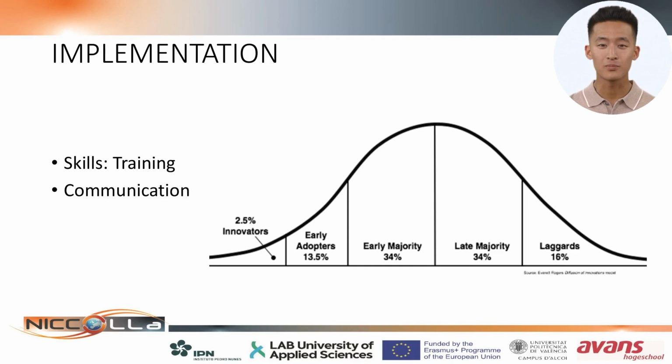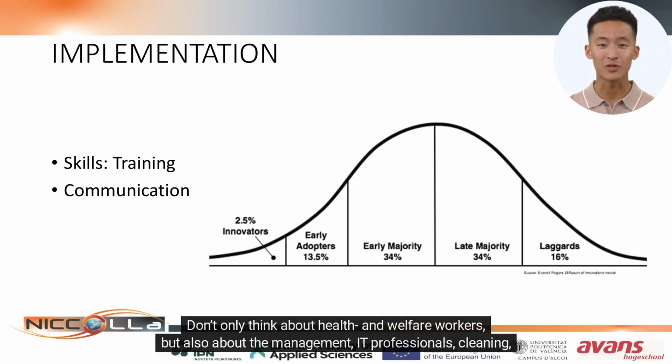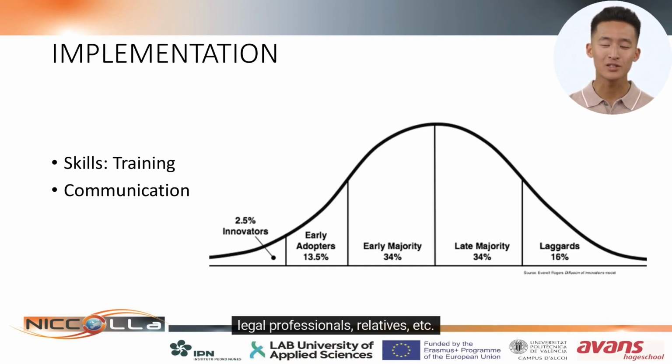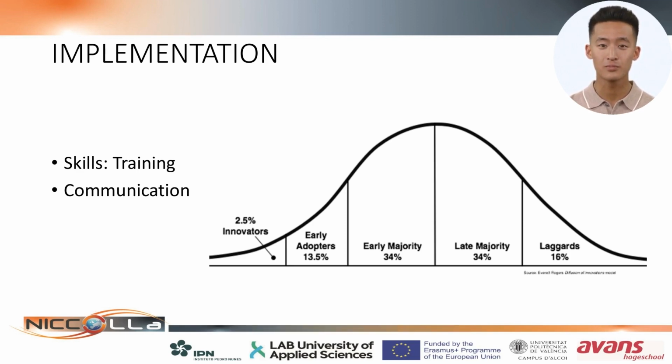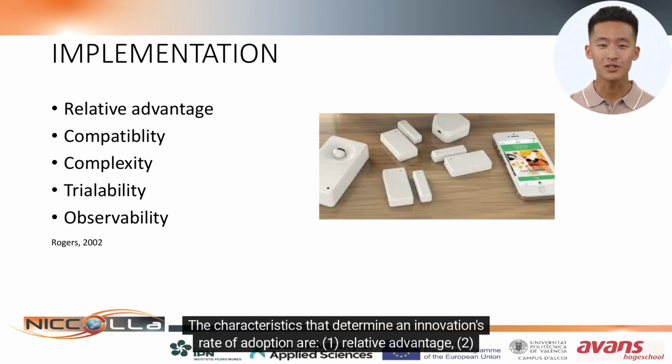Start small. Who are your stakeholders? Don't only think about health and welfare workers, but also about the management, IT professionals, cleaning, legal professionals, relatives, etc. Find the innovators and early adopters. Make use of them to convince the majority. Evaluate and improve.